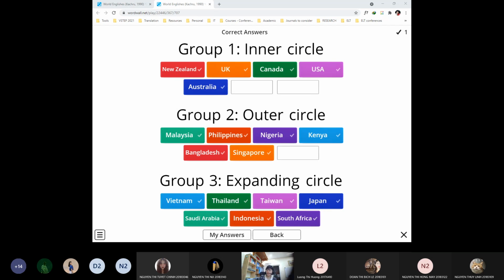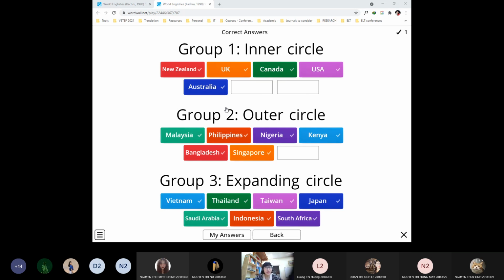Yeah. Now, for Ling's idea about South Africa, why is it in group 3 when you think it should belong to group 2? Do you think the countries in the circles stay in the same place for years, with no change?